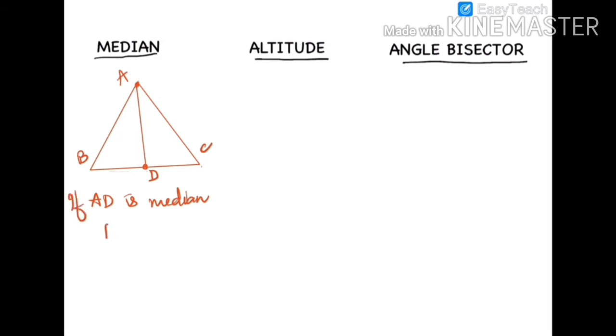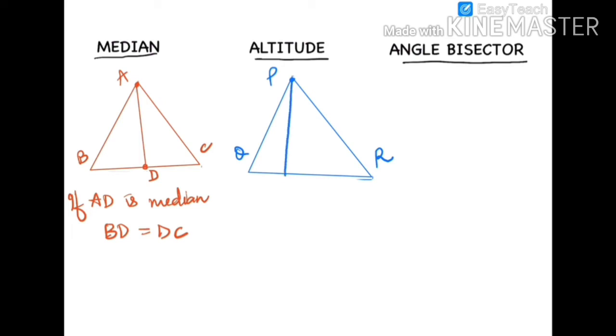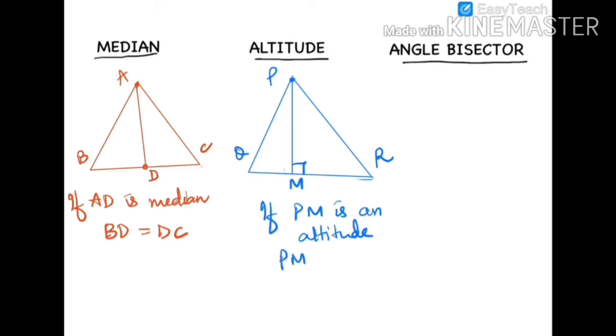And we can say that BD will be equal to DC. An altitude is a line that is drawn from the vertex of a triangle such that it is perpendicular to the opposite side. So PM is perpendicular to QR. So if PM is an altitude, then we can say that PM is perpendicular to QR.